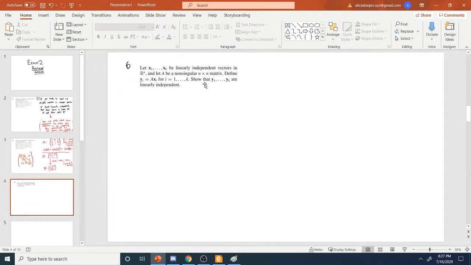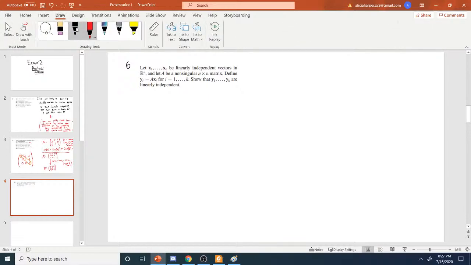So, 6: let x1 through xk be linearly independent vectors in Rn, and let A be a non-singular n by n matrix. Define yi to be A times xi for i equals 1 to k. Show that y1 through yk are linearly independent. Okay? So this is a proof problem. So here's how the proof goes.